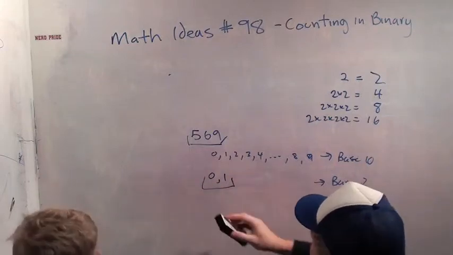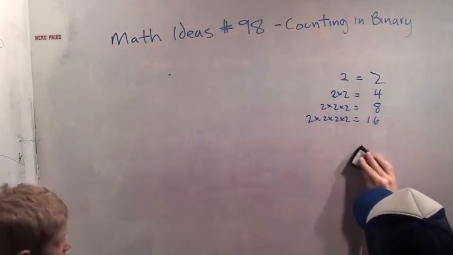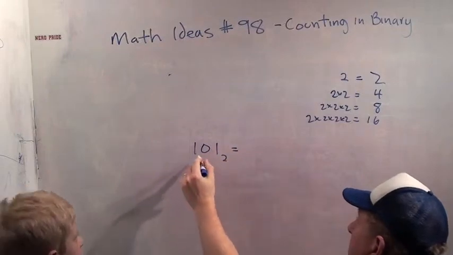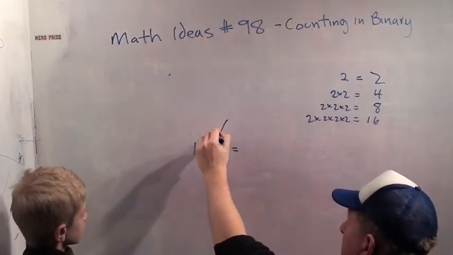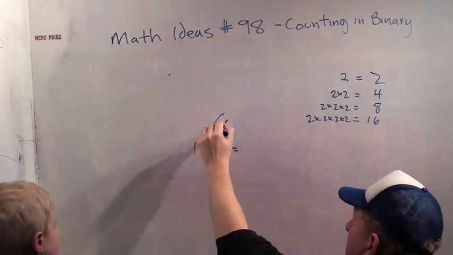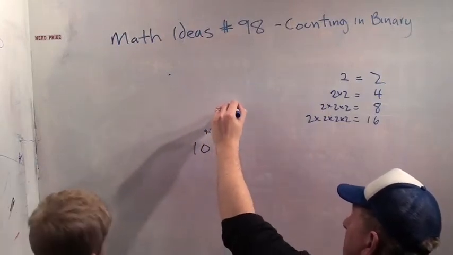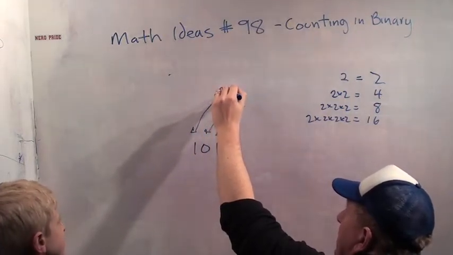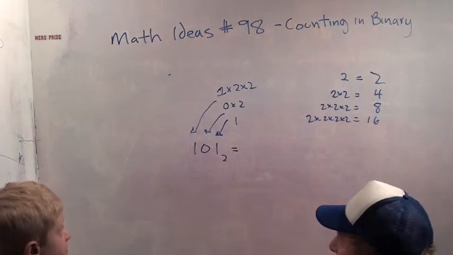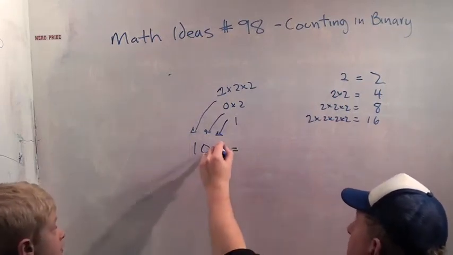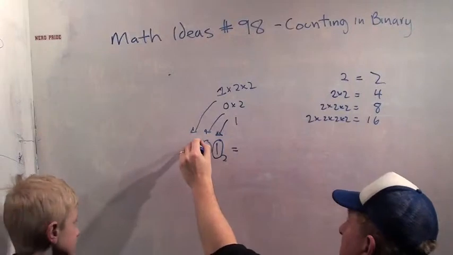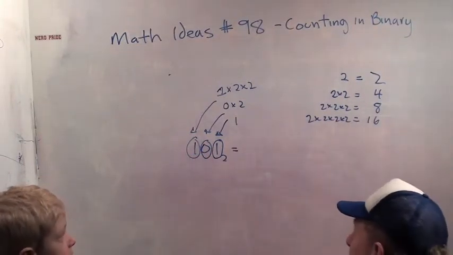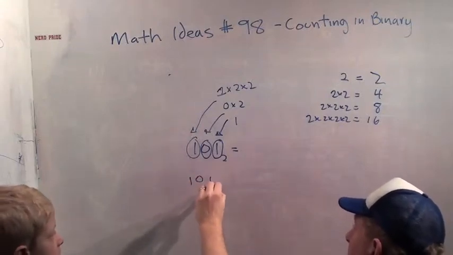So when I write a number in base 2 like this, 1, 0, 1, base 2, this is just 1, this is 0 times 2, and this is 1 times 2 times 2. Now that might seem confusing. We start out with the 1's digit, the 2's digit, and the 4's digit: 2, 4, 8, 16.